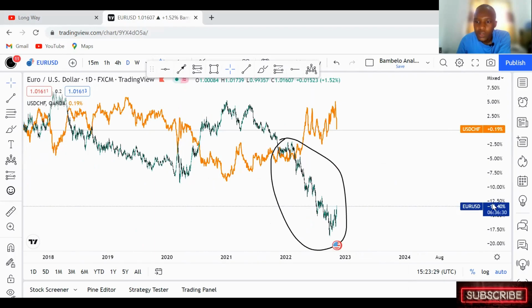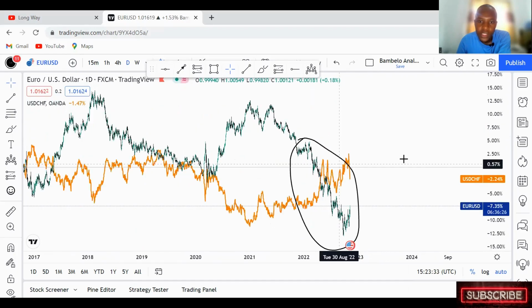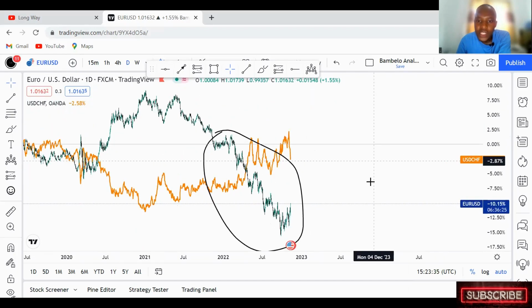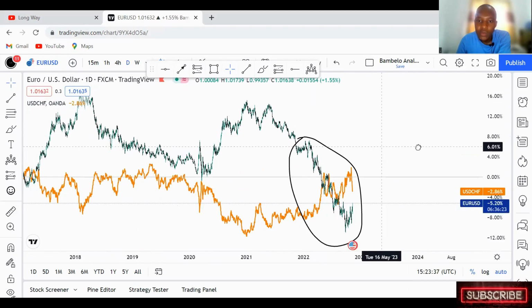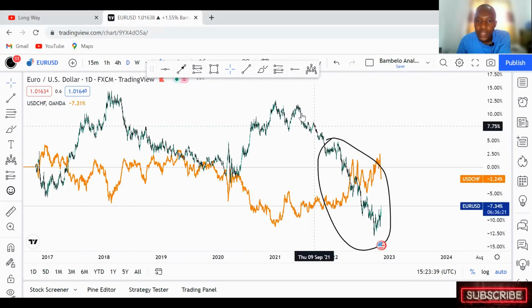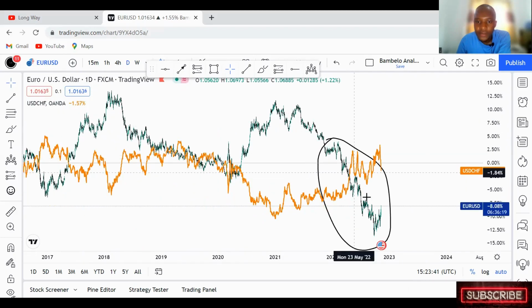I don't know why it doesn't want to, sorry. I don't know why it doesn't want to go down. Maybe it's probably because it's a daily time frame. But if you see this clearly, guys, it's exactly what I'm talking about, because EURUSD has been selling, right?